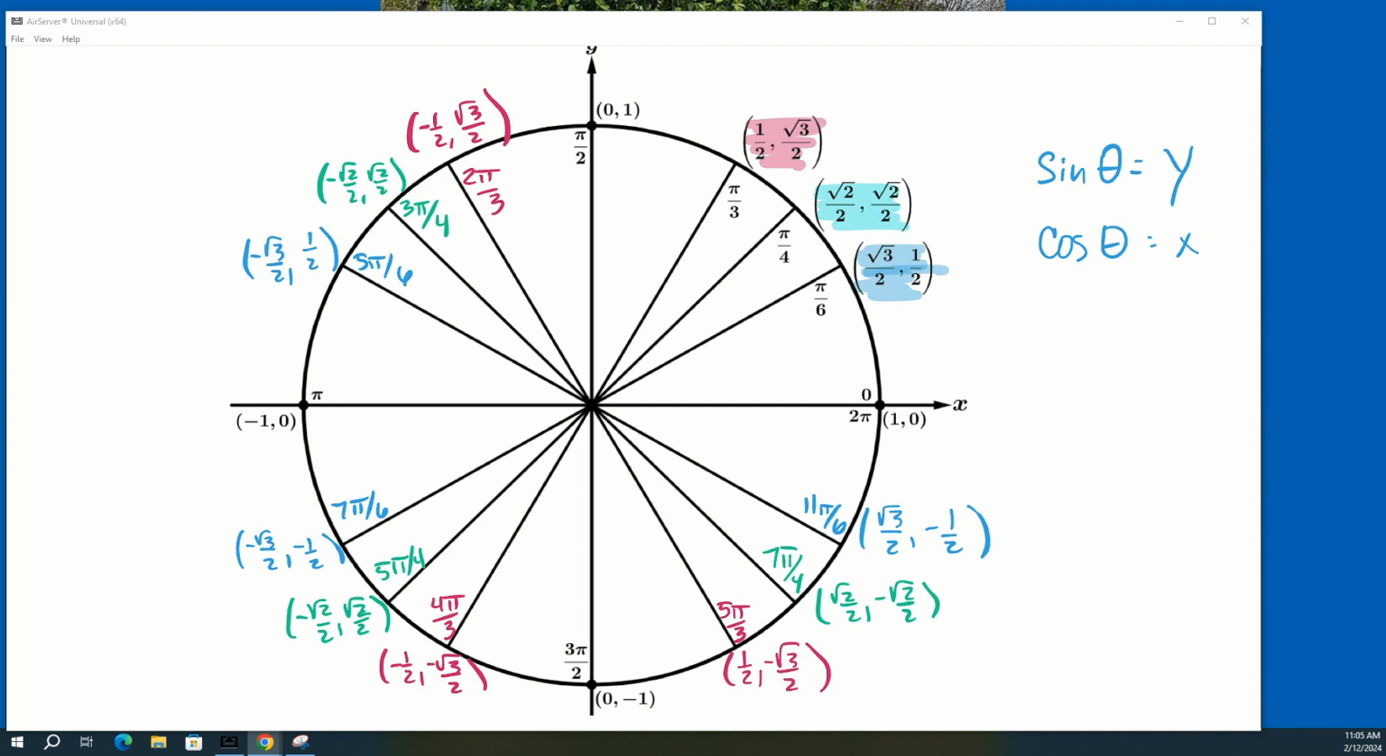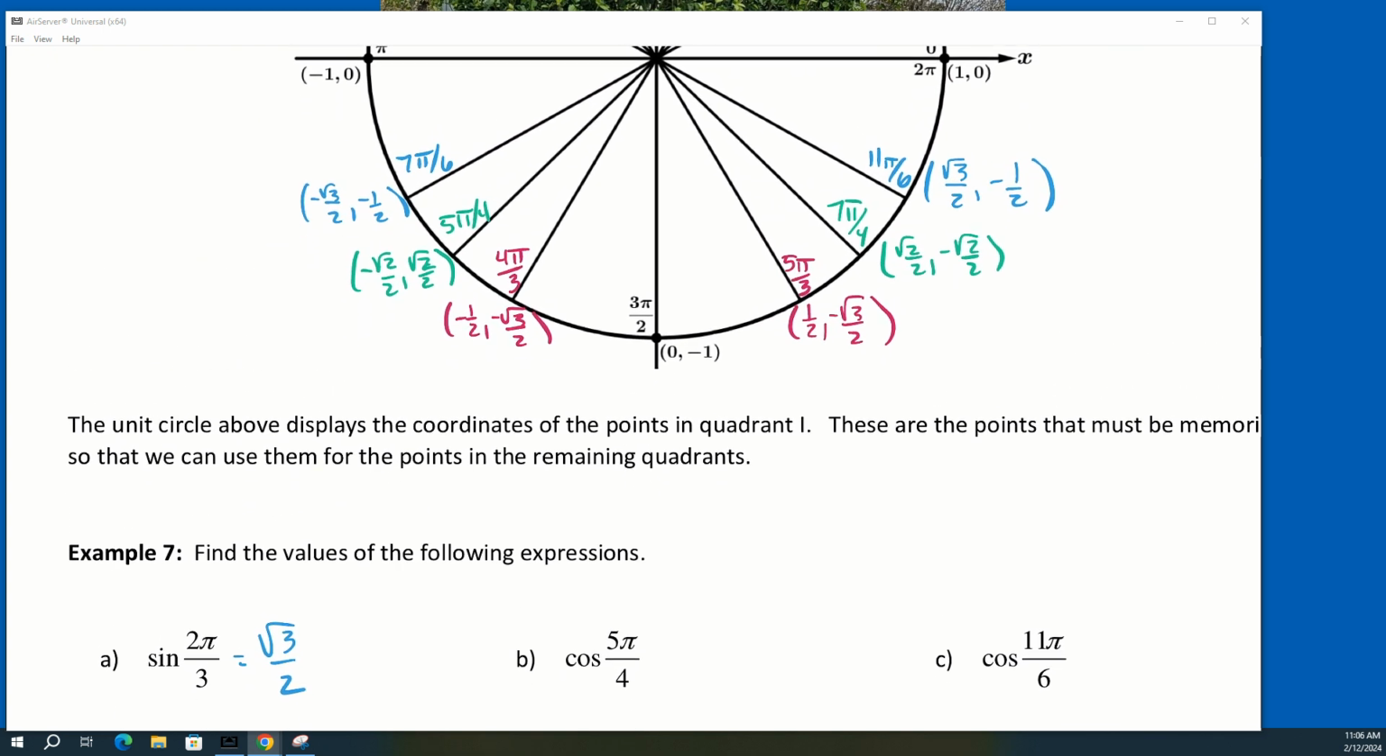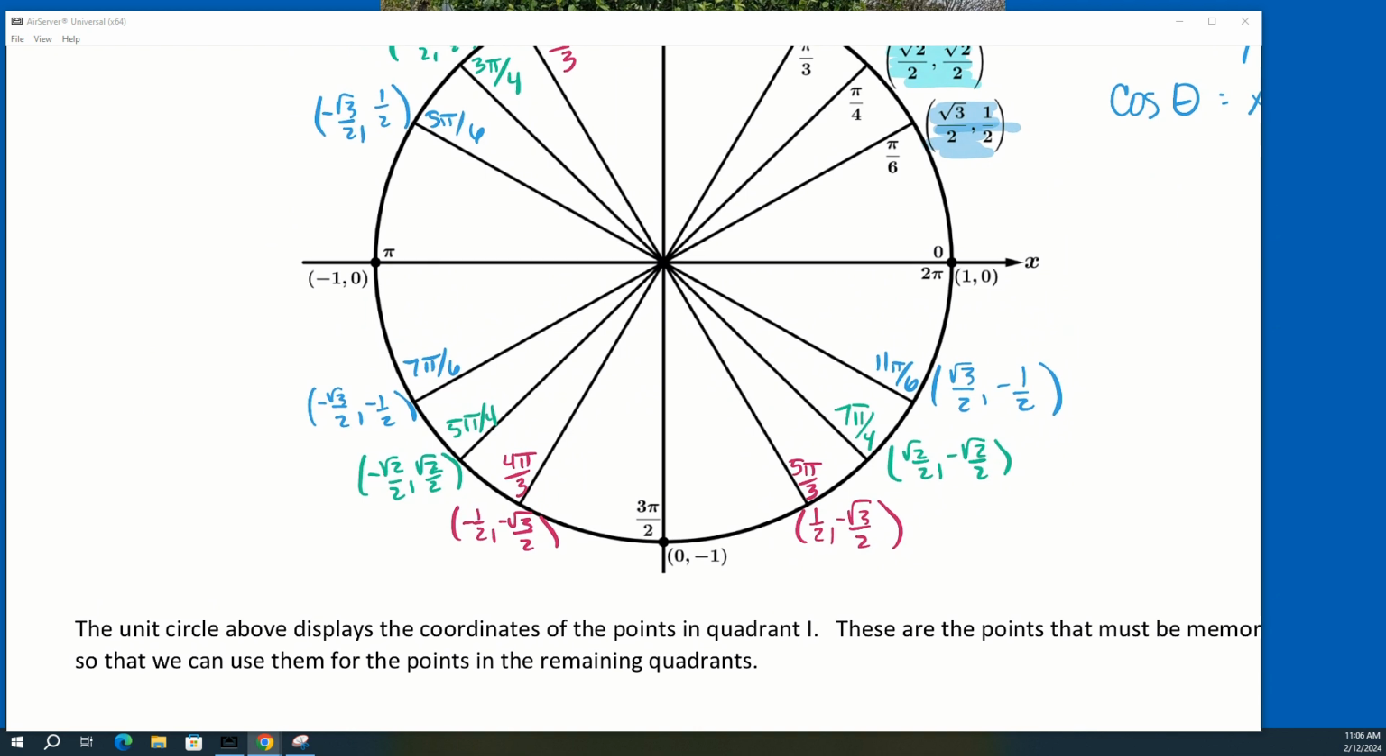So on A, they ask us to find the sine of 2 pi over 3. So we're going to go to the angle 2 pi over 3, and then we're just going to give the y coordinate. And then on B, if I want to find the cosine of 5 pi over 4, I go to that angle. Since it's cosine, I'm just going to give the x.